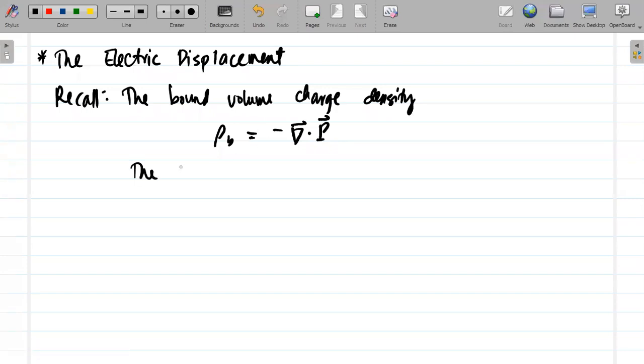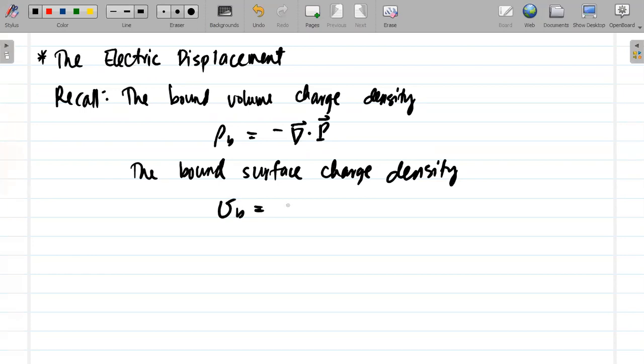Now, the bound surface charge density is given by sigma b equal to the polarization vector dotted with n hat, where n hat depends on your bounding surface.